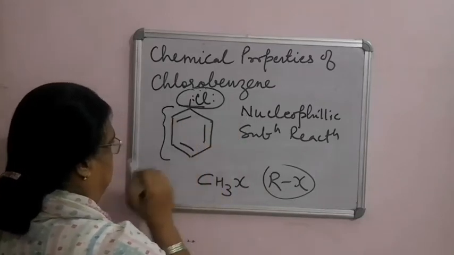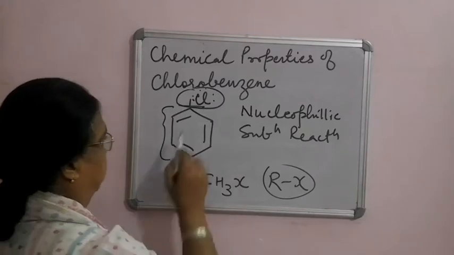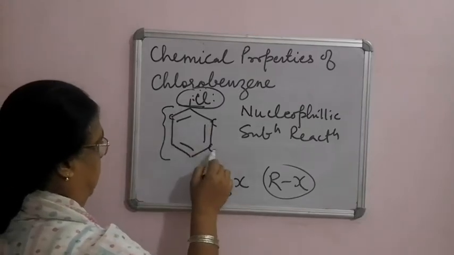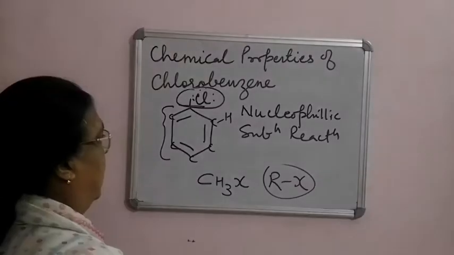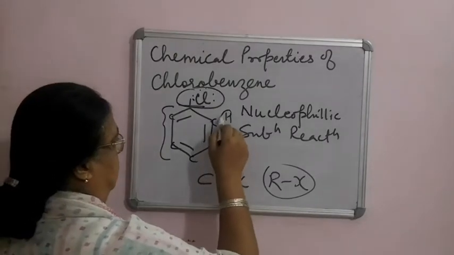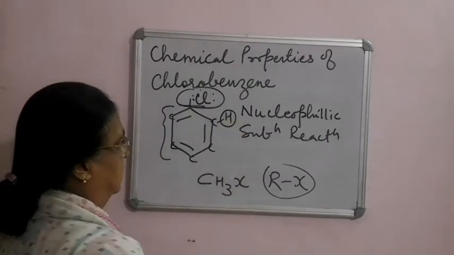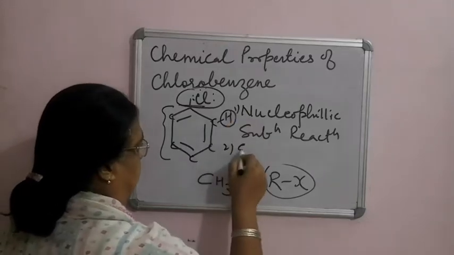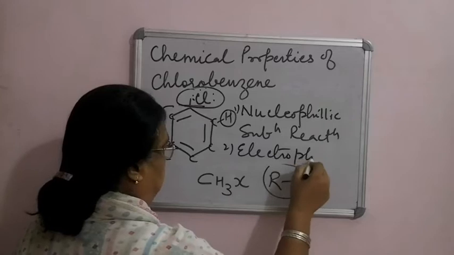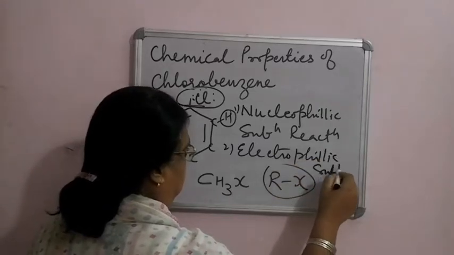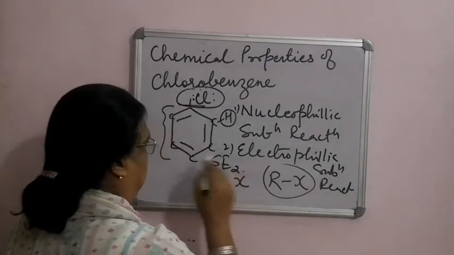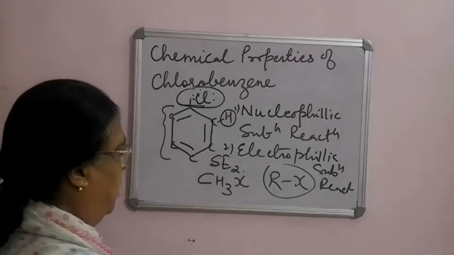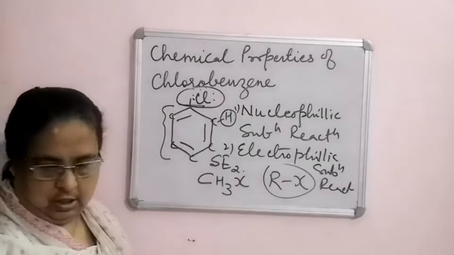Another set of reaction is because of the benzene ring. Every corner is having a carbon and one hydrogen atom is linked to it, and one of the hydrogens will be substituted, and then the reaction will be electrophilic substitution reaction, which is SE2 kind. This we have done in class 11. Benzene undergoes SE2 reaction, bimolecular electrophilic substitution reaction.